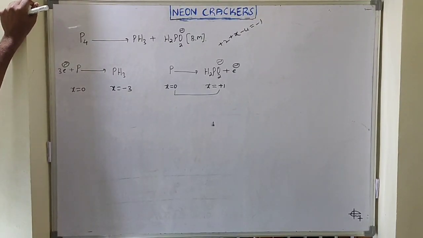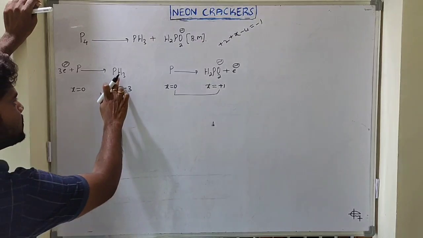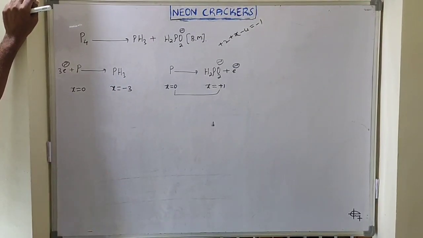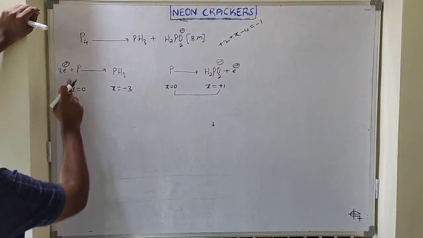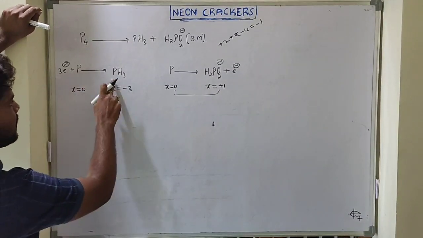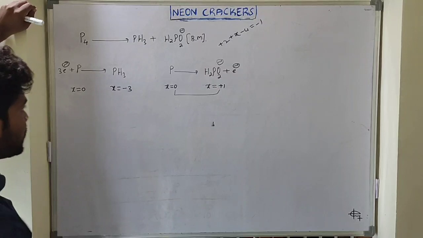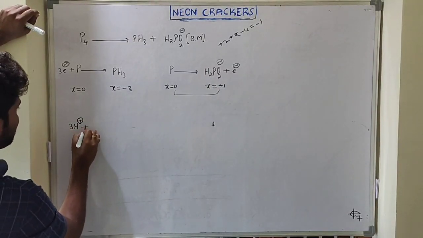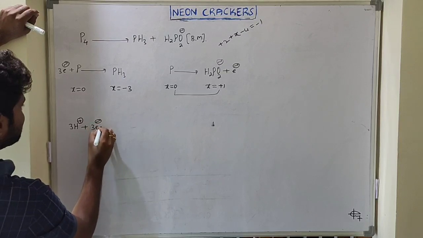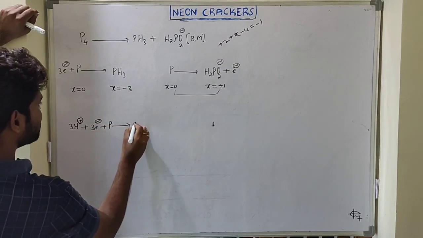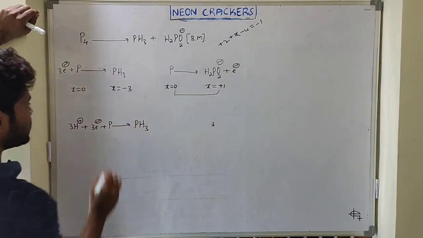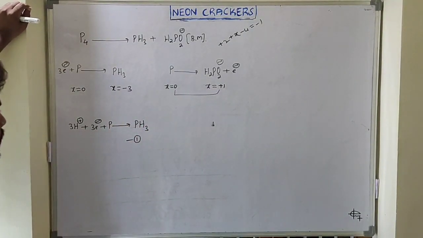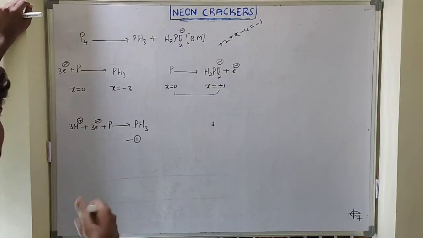After doing this, we have to balance the number of oxygen atoms by adding water molecules, but there are no oxygen atoms here, only hydrogen atoms. So we have to balance the hydrogen atoms by adding H plus ions. Left side we don't have any hydrogen atom, but right side we have 3 hydrogen atoms, so 3 H plus are to be added on the left. The rest is as it is: 3 electrons plus 1 phosphorus atom giving PH3. This is the first equation, because there is no addition of oxygen atoms, only hydrogen atoms to be balanced.